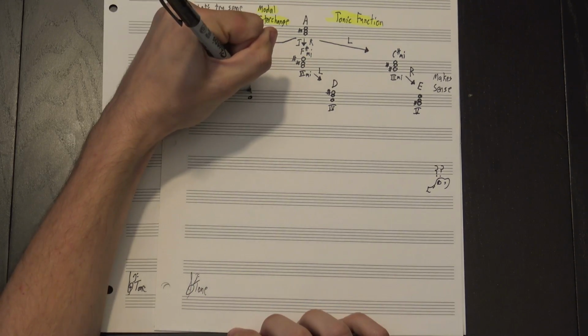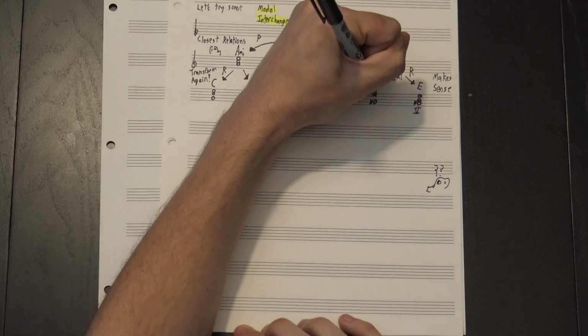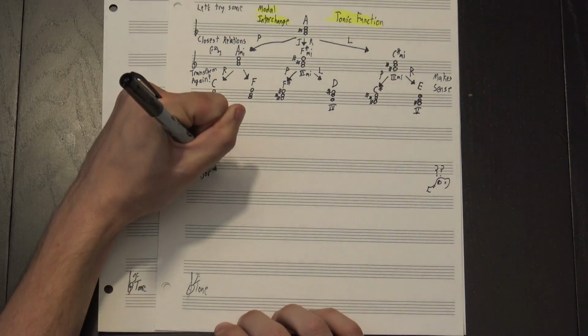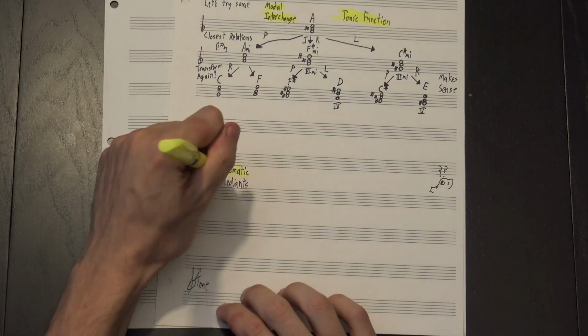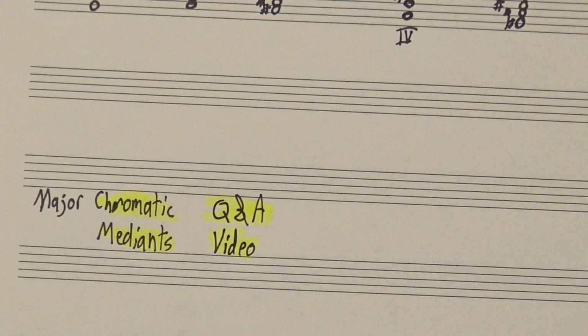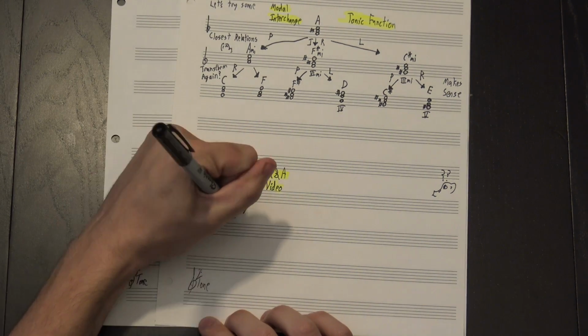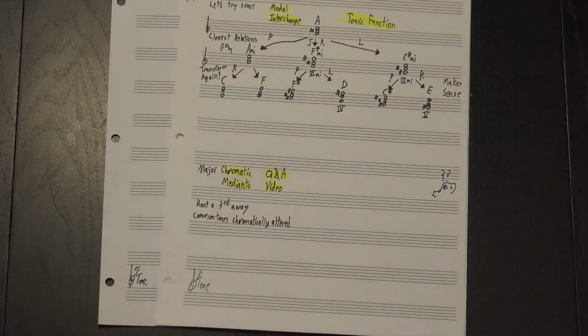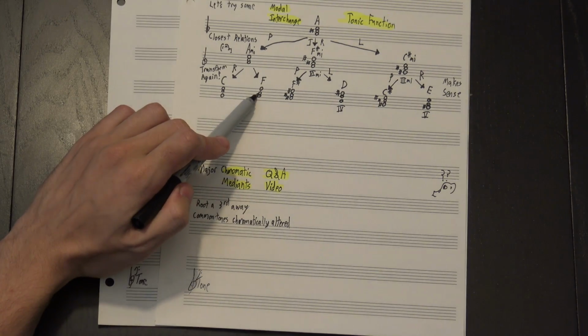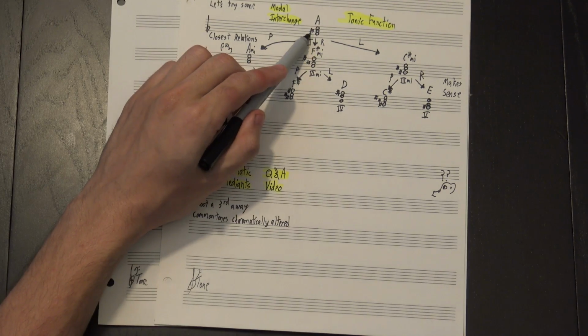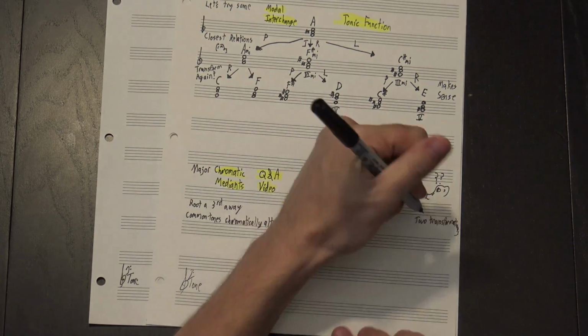Well, if we go quickly through and apply the rest of the transformations, we get something interesting. These are all the major chromatic medians of A major. We talked about chromatic medians back in our Q&A video, but as a refresher, it's a chord whose root is a third away from your original chord, but with one or more notes that should be common tones chromatically altered. For instance, this F major has a C natural, whereas A major has a C sharp. So that's 2 transformations. What about 3?